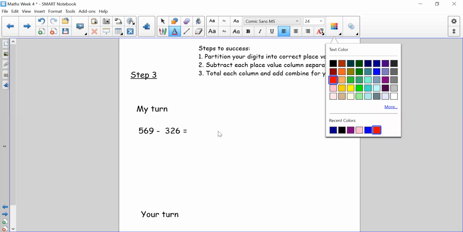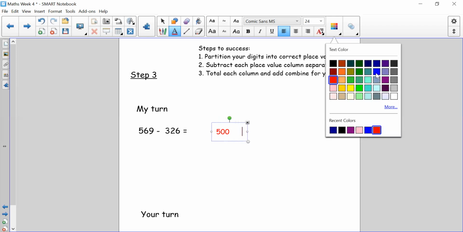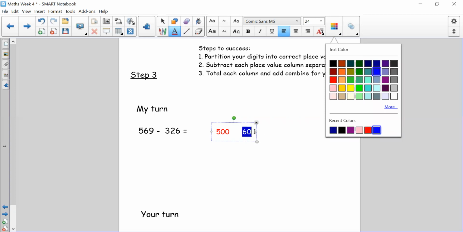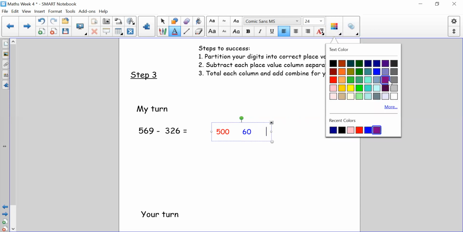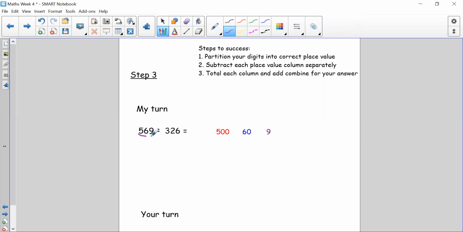Let's start with our hundreds. We have 500. I'm going to put 500 first. That's my hundreds place value column. I have 6 tens, so I'm going to put 60. My tens, I need to make sure that's blue because blue is our tens color. And I'm going to put 9 ones. I'm using purple for ones. So I've partitioned 569 into 500, 60 and 9.